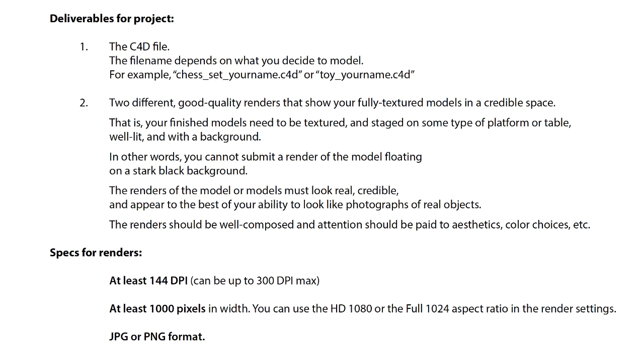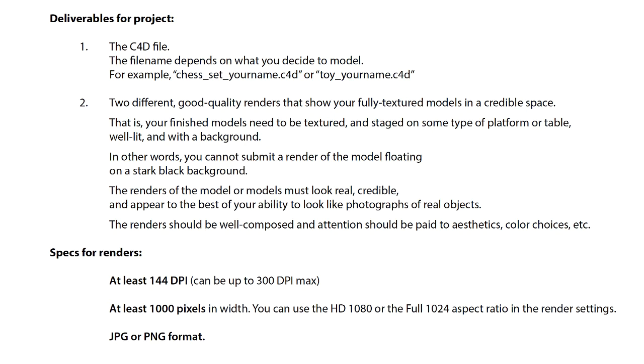If you make the chess set, it'll have to be on a chessboard. Set up the pieces nice on the chessboard. Again, you can show it as if it's a product shot for this chessboard you're trying to sell. So you don't render just the model floating in a stark black background. We don't want that. I want the renders of the model or models to look real and credible, and appear to the best of your ability to look like photographs of real objects. So well lit backgrounds, showing your models off to their best aspect.